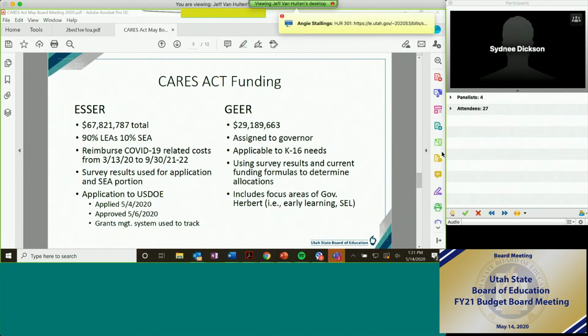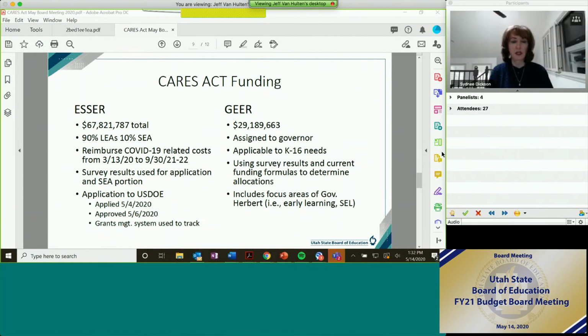This is the slide I shared with you last week at board meeting where we talked about the CARES Act funding with both ESSER, which comes to us, and then the GEARS funding to the governor. So this is our total amount that you can see, almost 68 million coming to us, and 90% of that goes directly out to them.